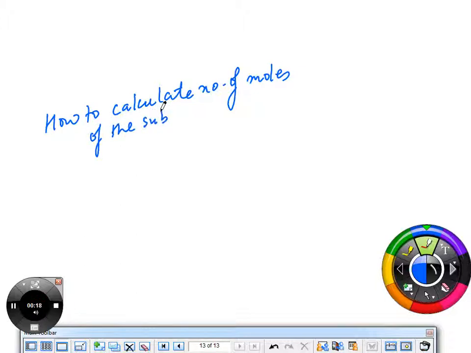How to calculate number of moles of the substance. कैसे कैलकुलेट करना है. सो मैं आपको बता दूं इसका फॉर्मूला.